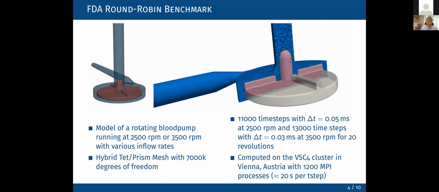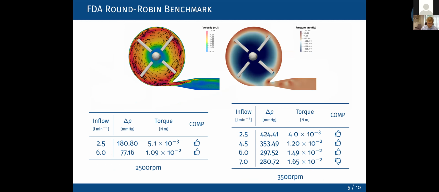We created a mesh and ran simulations for 20 revolutions of this rotor. This was done on the VSC-4 cluster in Vienna with about 1,200 MPI processes, and it took around 20 seconds to calculate one time step, or in total 72 hours. And here are some results.